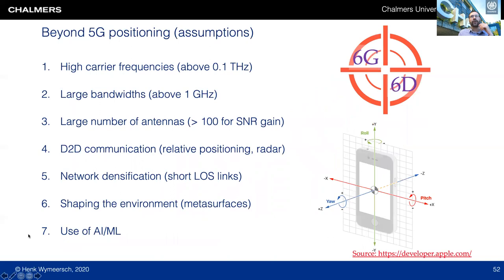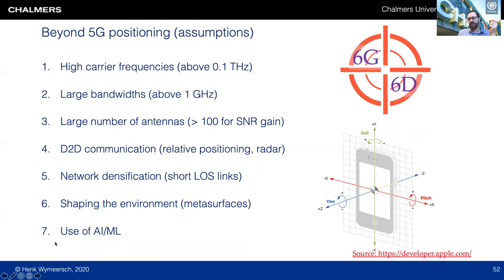Then beyond 5G positioning, you will have the same five ingredients of high carriers, large bandwidth, large number of antennas, device-to-device, and network densification. But in addition, you will have two new things, which is the ability to shape the environment through metasurfaces and the more dominant use of artificial intelligence. So what I will do now for the next seven slides is just go through each of these and explain why they are interesting for positioning.